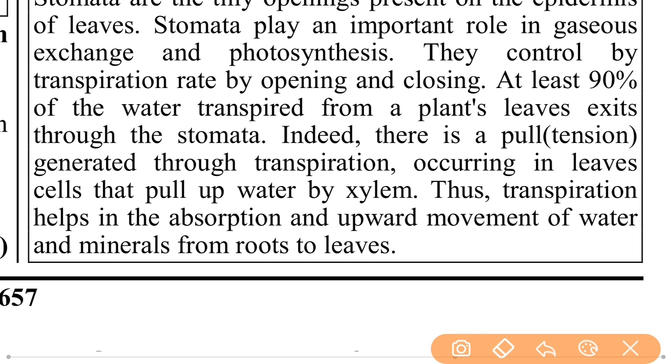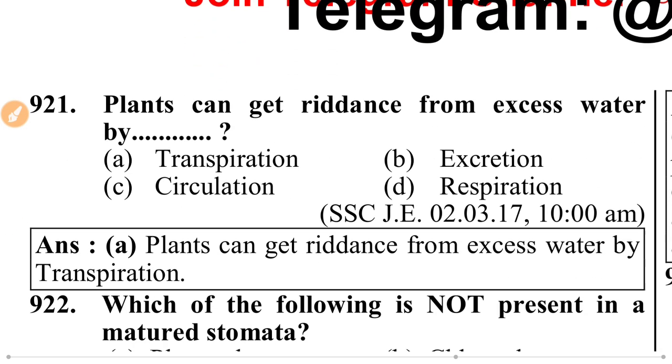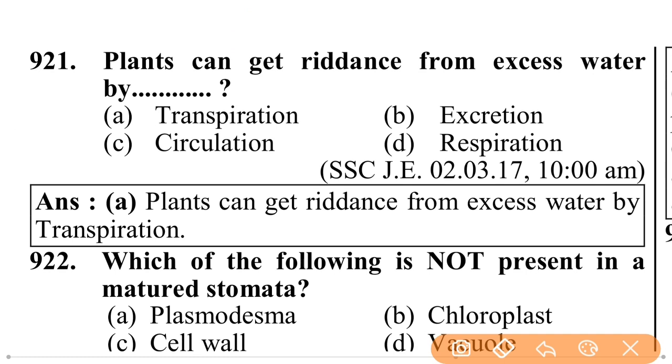Indeed, there is a pull generated through transpiration occurring in leaf cells that pulls up water by xylem. Thus, transpiration helps in the absorption and upward movement of water and minerals from root to leaves. Plants can get rid of excess water by transpiration.